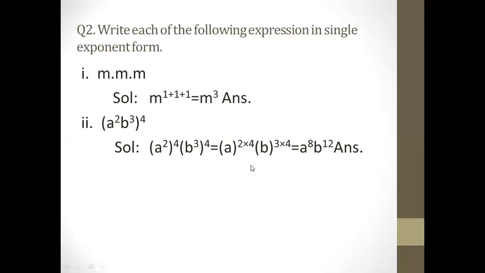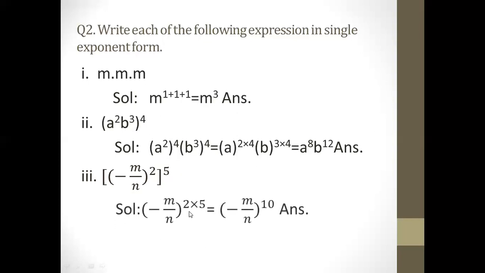This is your answer. Now in third part, we have a fractional expression with negative sign. Here you have to write it only in single exponent form. Then what you have to do, you have to just multiply power with power, right? Now here you can see minus m upon n 2 times 5. We have taken the product of the powers, and this will be equals to minus m upon n raised to the power 10, right?